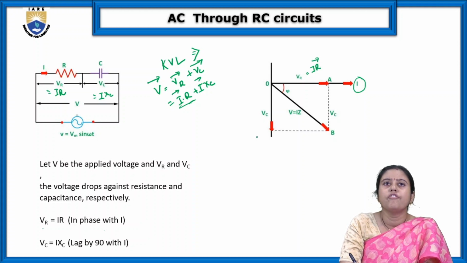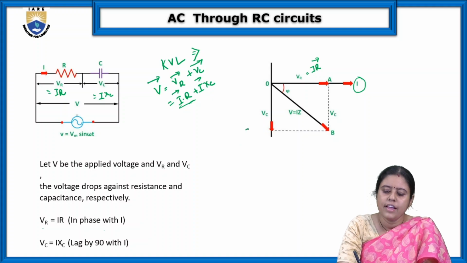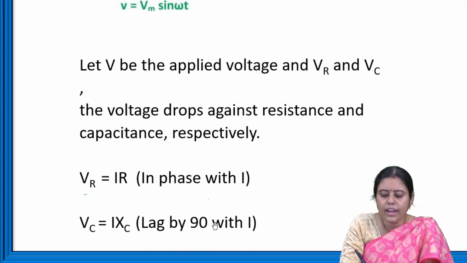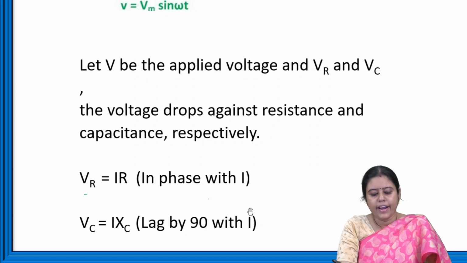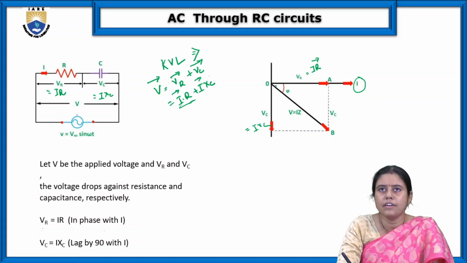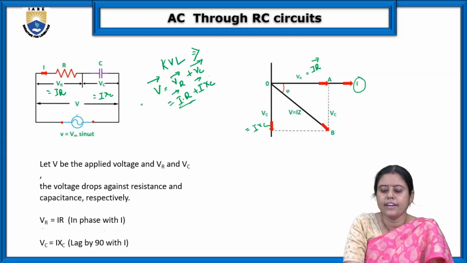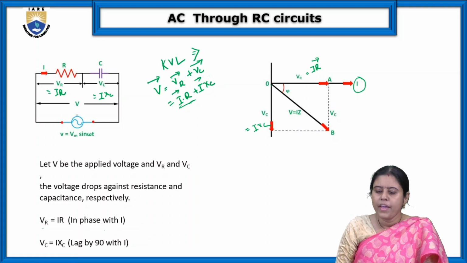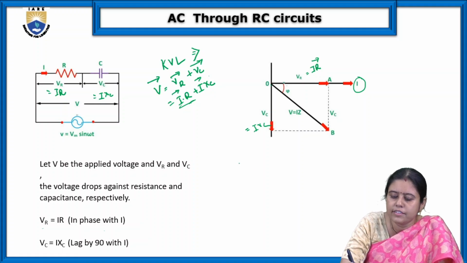What is VC? Voltage across the capacitance. And what is that? This is the I into XC. As I know, I into XC lags by 90 degrees from I. So this is our VC. So it is lagging in nature. Now the VR plus VC, this is the vector sum. Always we will do the vector sum. And what is the value of tan phi then? What is the angle phi?